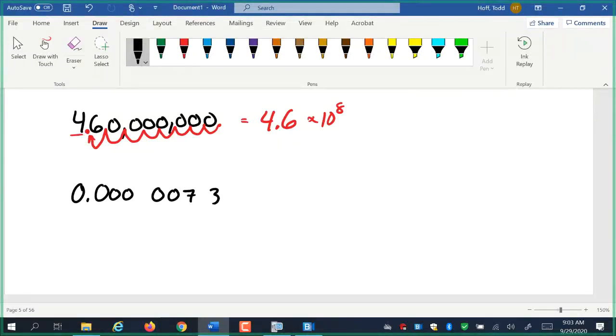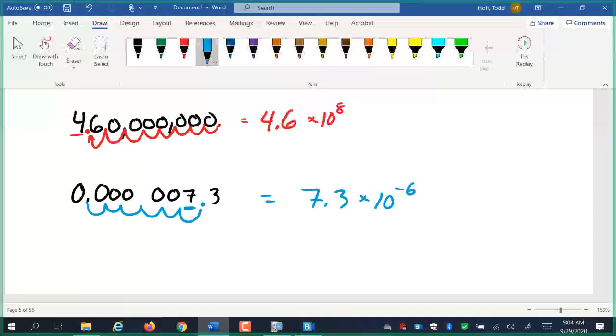I might have 0.0000073. Again, this is my first non-zero digit, so I'm going to put the decimal point after it. So it's going to be 7.3. This is a small number. It's smaller than 1, so I know it's going to be a negative power of 10 in my place value. And the decimal moved 1, 2, 3, 4, 5, 6 places. That's times 10 to the negative 6.